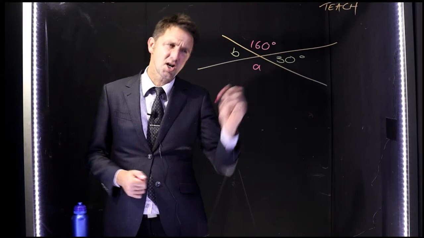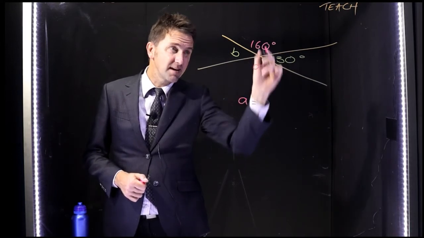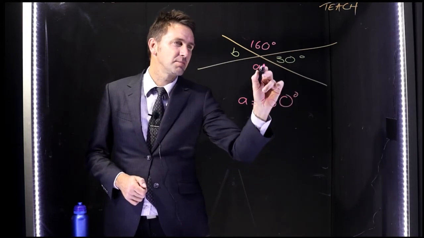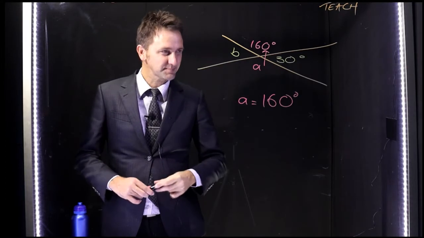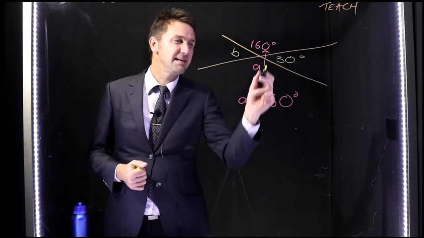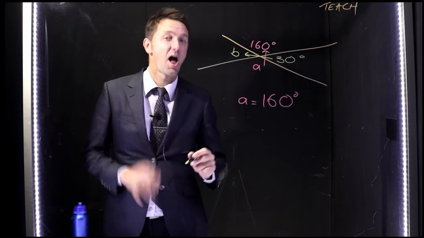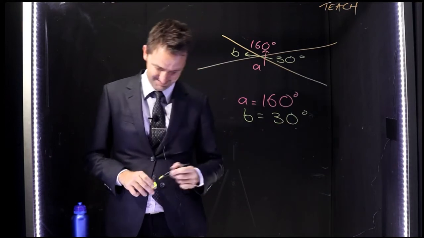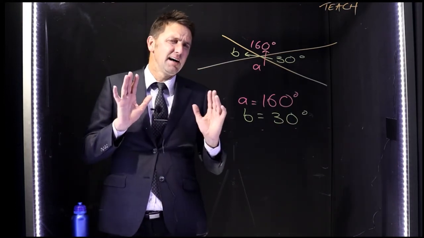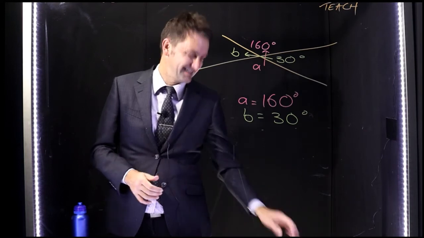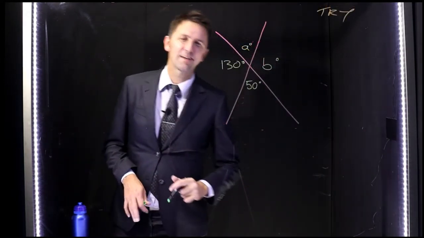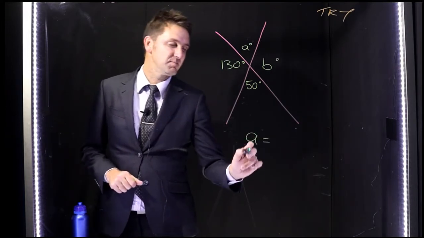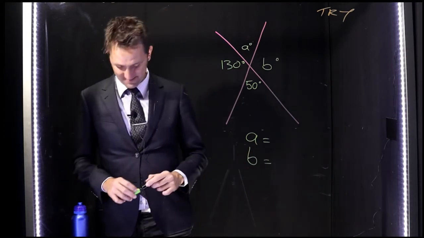I reckon, you tell me, what's A going to be equal? It's going to equal 160 degrees because it's equal and opposite. Hey, B is going to equal 30 degrees because it's equal and opposite. I think you should have a go all by yourself. Okay, can you please find the value of A for me and the value of B? Okay, pause me and have a go at that.